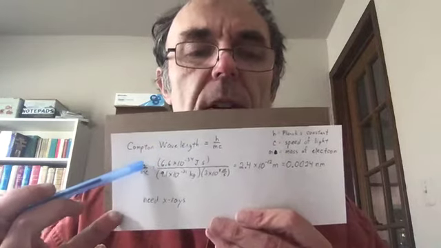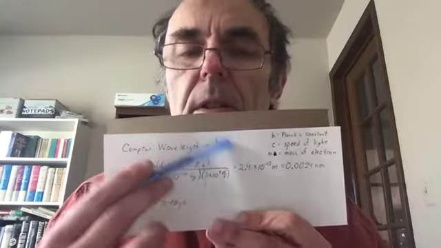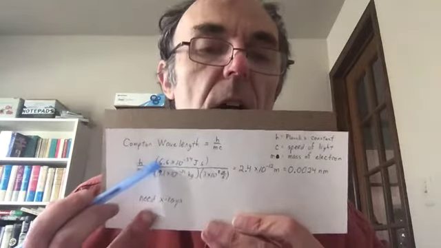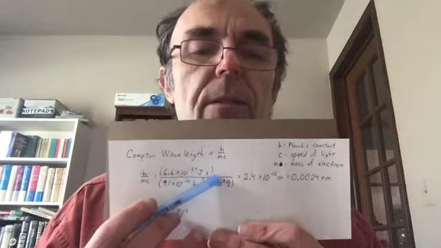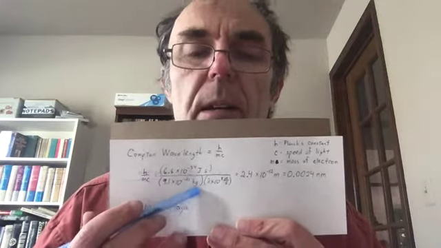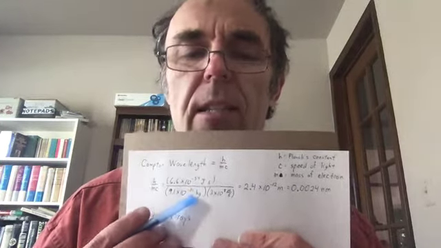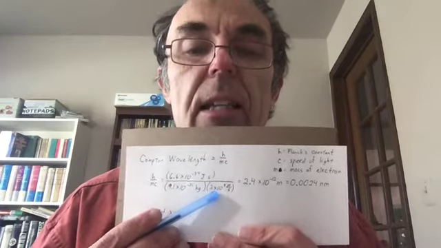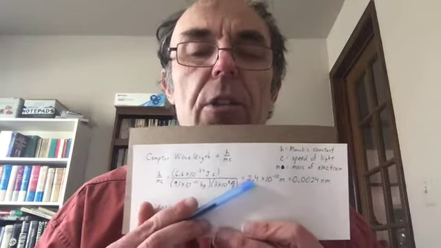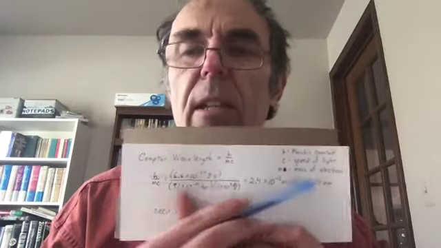So if we put numbers in for h over mc, which, by the way, has to have units of meters, or length, because it's equal to a delta lambda, which has units of length. h is 6.6 times 10 to the minus 34 joule second. m, the mass of the electron, is very small, 9.1 times 10 to the minus 31 kilograms. That's even small by elementary particle standards, much less than the mass of an atom. And c is 3 times 10 to the 8th meters per second. That's the speed of light. Do the calculation, you get 2.4 times 10 to the minus 12 meters, or 0.0024 nanometers.